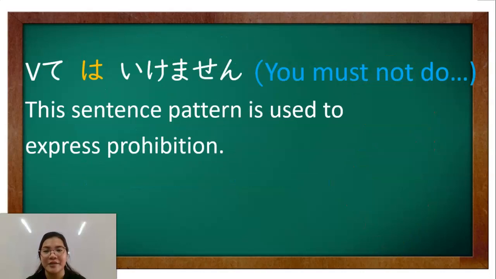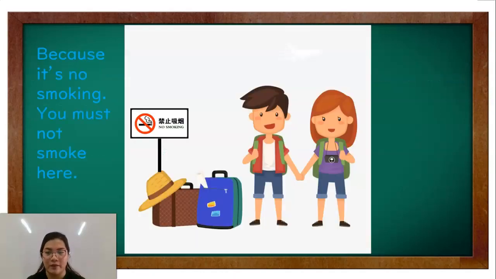Next is verb tewa ikimasen. Verb tewa ikimasen is the opposite of verb temo ii desu. This means you must not do the verb. Huwag mong gawin ang bagay, ang verb na ito. This pattern is used to express prohibition. Bawal mong gawin si verb. Verb tewa ikimasen.